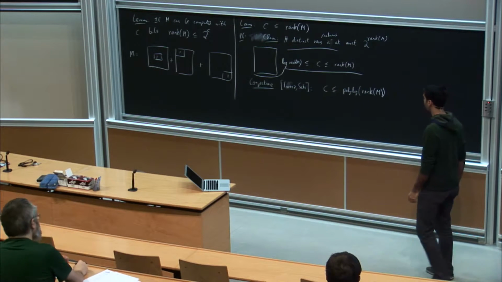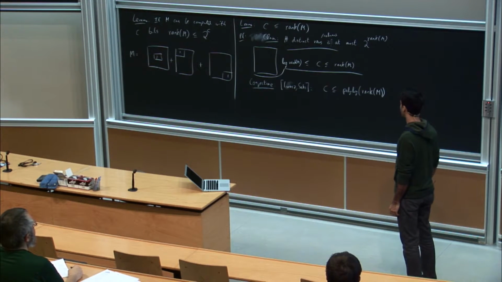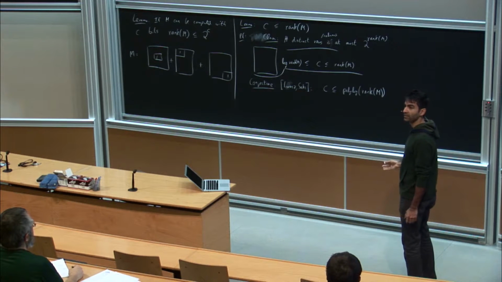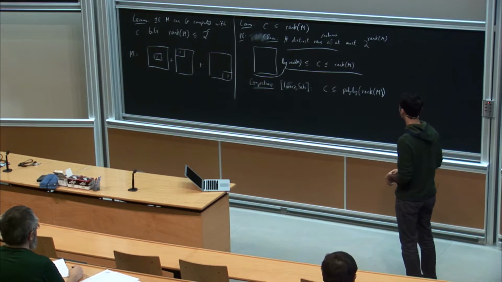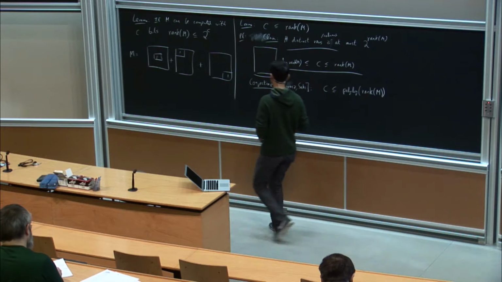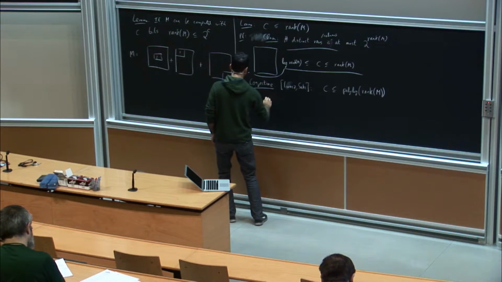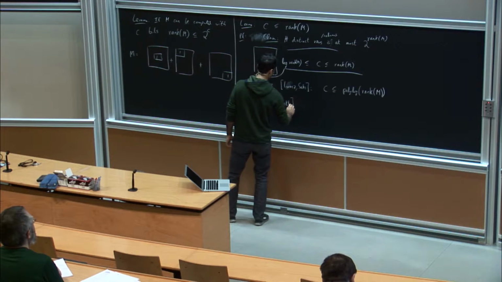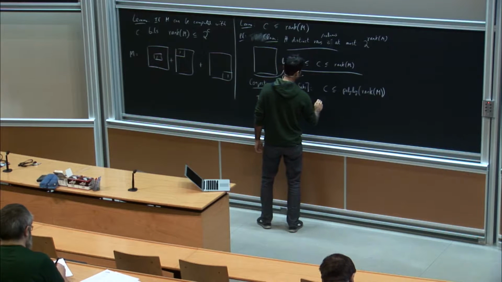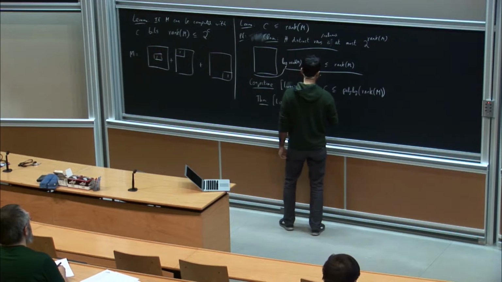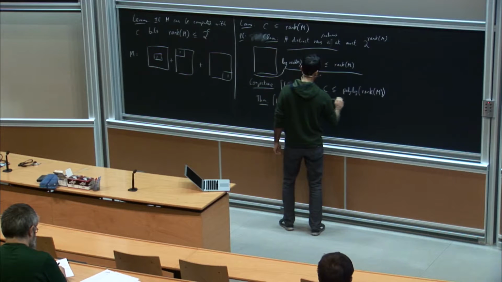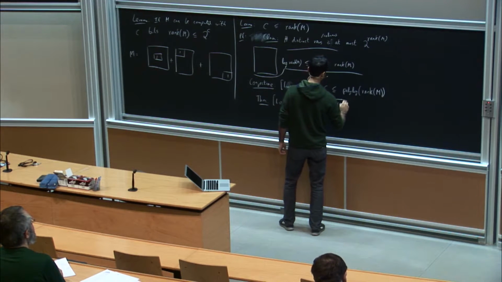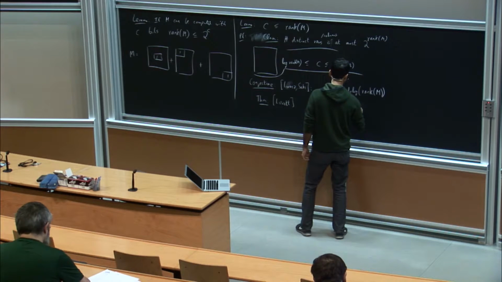Today I intend to give you a sketch of the best known bound for this problem, which was only proved last year or 2 years ago, which is a theorem due to Lovett, which says that the communication is at most square root of the rank times some polylog factor, times log of the rank.